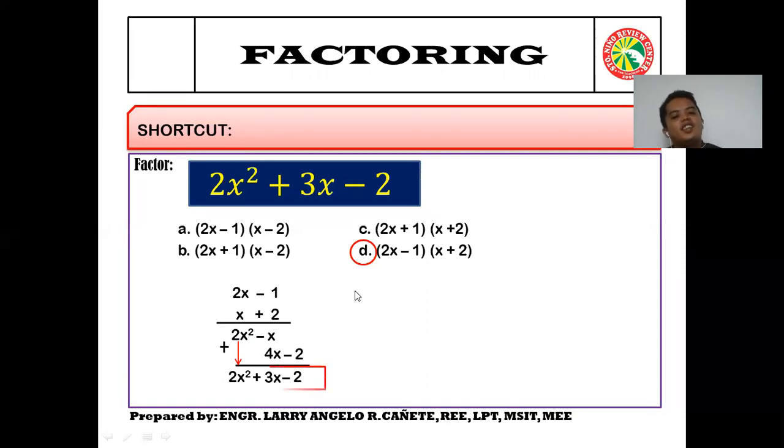So this is the safest, the fastest way in doing factoring. If you do not know how to apply perfect square trinomial, if you do not know how to apply sum and difference of two cubes, sum and difference of two squares, then you just simply use the shortcut. Pick choices, then verify. Once you arrive at the same as the question, then that is the final answer.